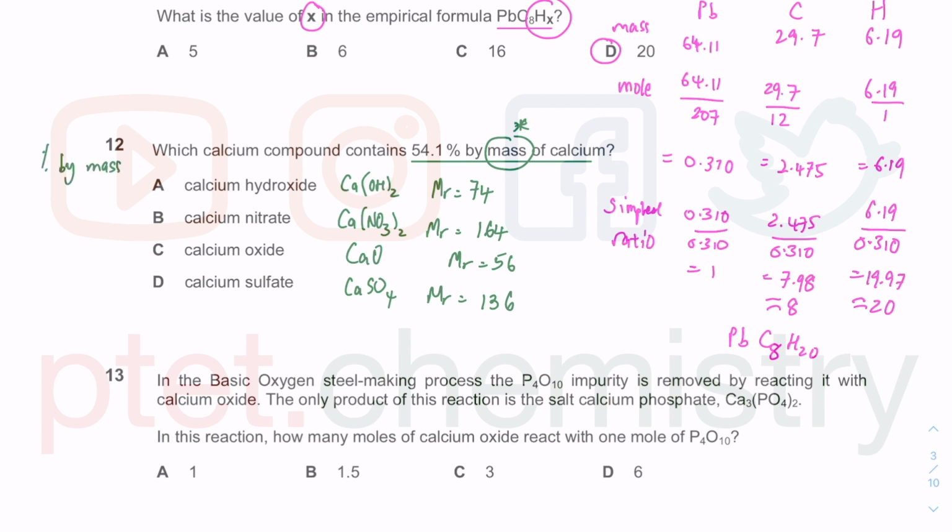So we're looking at how many calcium here. In each of these, there's 1 calcium. So there's 1 calcium, which is 40 over 74.